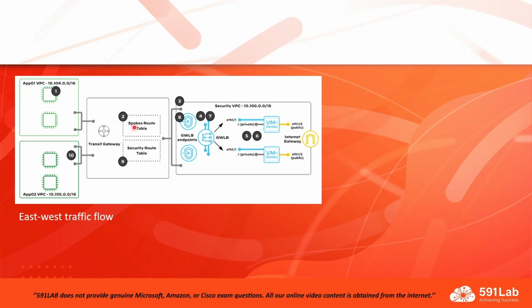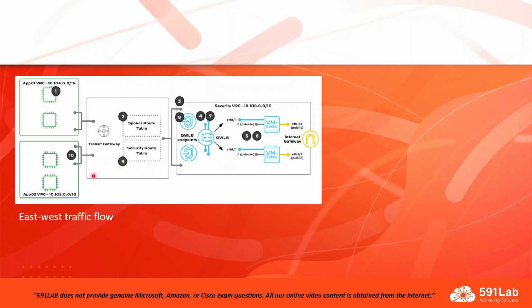The transit gateway will then forward the traffic to the GWLB endpoint. From the GWLB endpoint, it will be directed to the GWLB, and the traffic will be forwarded to the VM-Series. The available VM-Series firewall will inspect the traffic and enforce the policy. Once the policy is allowed, it will return the traffic to the GWLB, and the GWLB endpoint will forward the traffic to the transit gateway and check the route table to the desired destination.